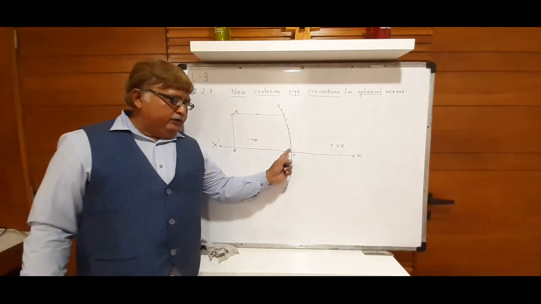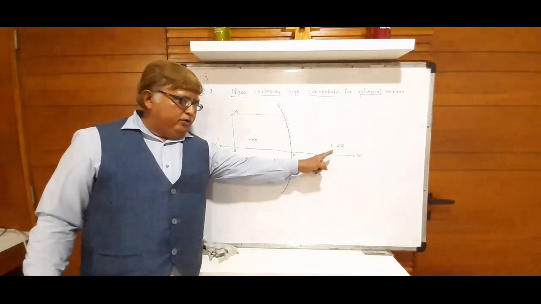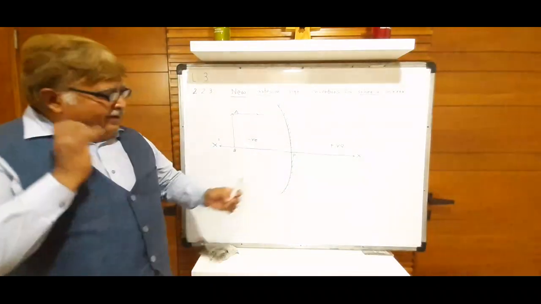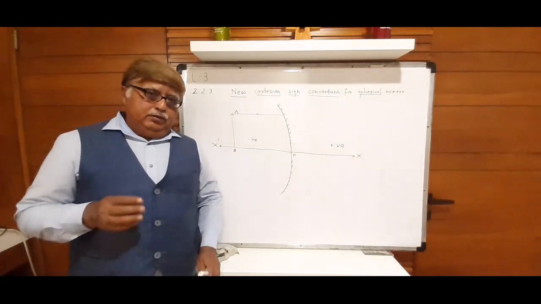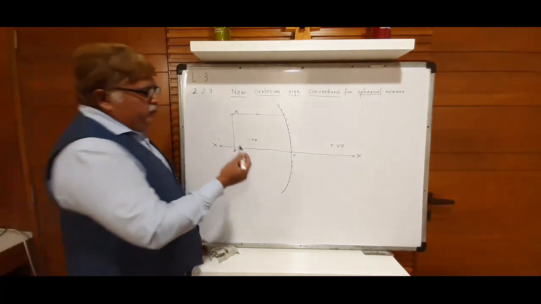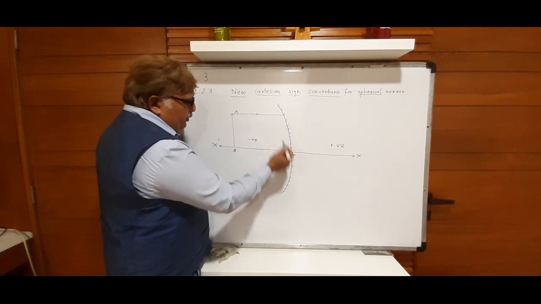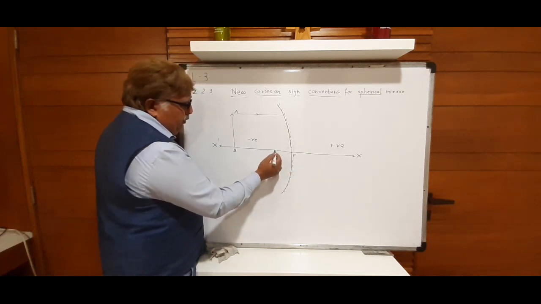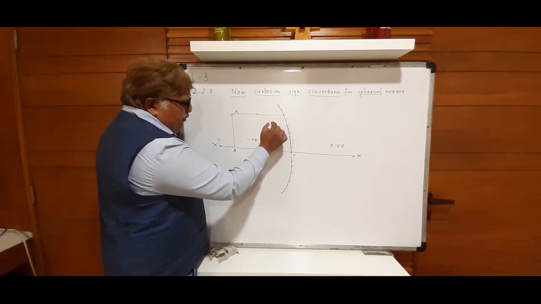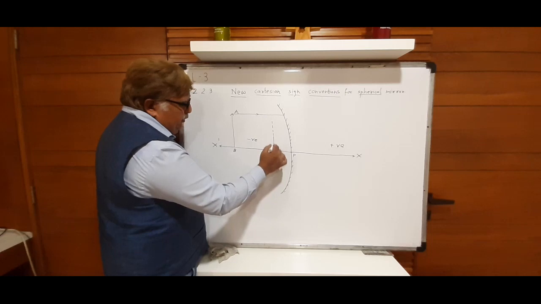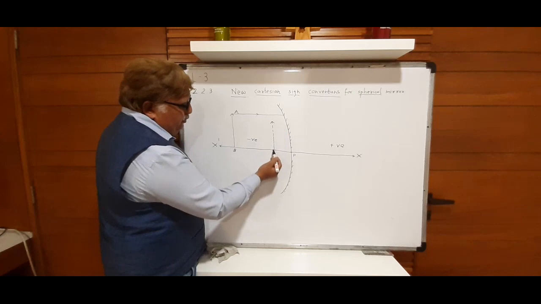Note down, all distances measured parallel to principal axis to the right side of the origin are taken as positive, and to the left side of the origin are taken as negative. Rule number 4. Suppose I just draw for your understanding any distance measured from principal axis, means perpendicular to the principal axis. Suppose some object is here, and you want to measure the object height.